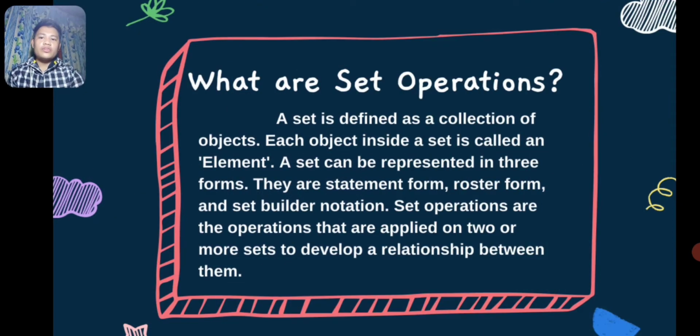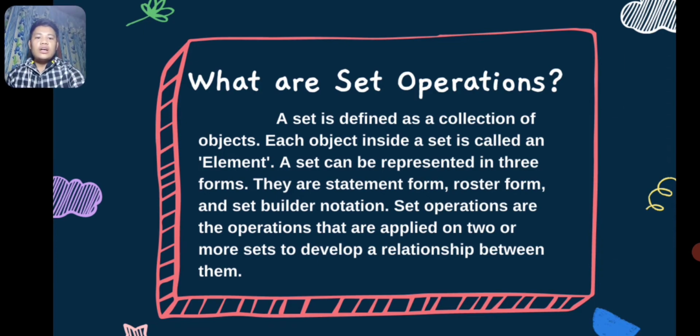A set is defined as a collection of objects. Each object inside a set is called an element. A set can be represented in three forms: statement form, roster form, and set builder notation. Set operations are the operations that are applied on two or more sets to develop a relationship between them.